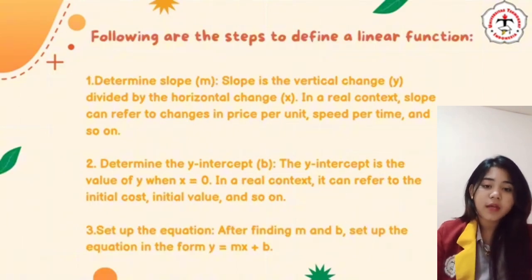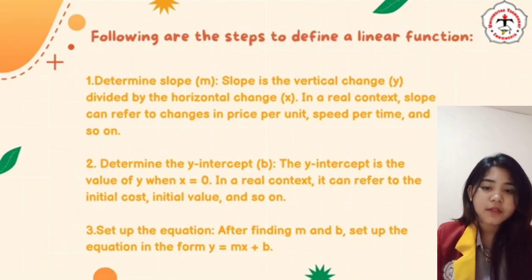Following are the steps to define a linear function. Number 1. Determine slope m. Slope is the vertical change y divided by the horizontal change x. In a real context, slope can refer to change in price per unit, speed per time, and so on.